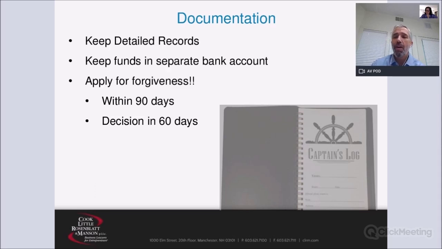So I know there are a bunch of questions about sole proprietors and partnerships and what they need to show for their loan forgiveness. And some of it's not entirely clear. There is some guidance out there around sole proprietors, less about partnerships. Let's see.